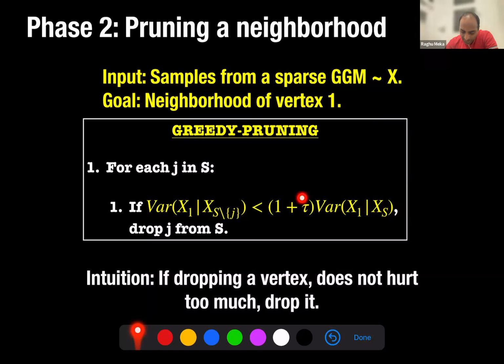Okay, there is some threshold tau, which is kind of a hyperparameter that you have to decide. And if dropping the vertex J doesn't increase my conditional variance too much, then I just drop it. Okay, I do this again and again. At some point, I'll reach a steady state where dropping even a single one will give me a big increase in conditional variance. I don't do that. Okay, so that's the whole algorithm. You add things in a greedy way, and then we drop things.